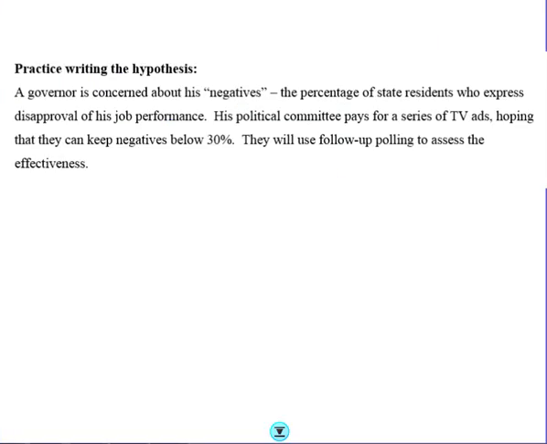Okay, so here's an example problem of practicing writing the H0 and Ha. So it says a governor is concerned about his negatives. The negatives refer to the percent of state representatives who express disapproval of his job performance. His political committee pays for a series of TV ads hoping that they can keep his negatives below 30%. Then they use a follow-up poll to assess the effectiveness.